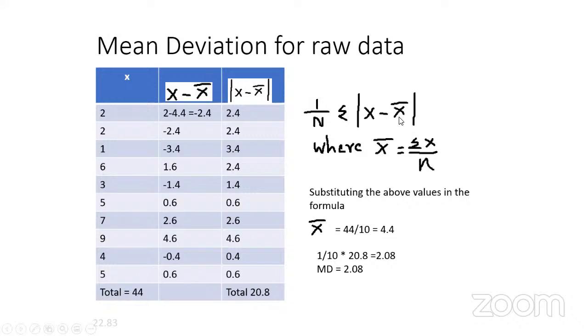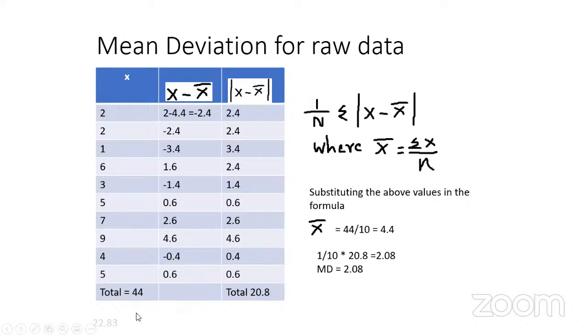So I know x bar now. Now I need to find x minus x bar, so I need one more column for that. I'm taking the modulus of x minus x bar, so that if any negative value comes, it automatically becomes positive. So 2 minus 4.4, 2 minus 4.4, 1 minus 4.4, 6 minus 4.4, like that for each and every score. Then sum it up. The sum total of the modulus of x minus x bar is 20.8.